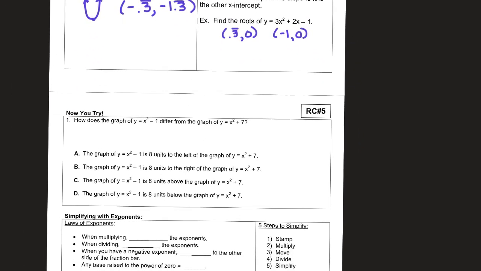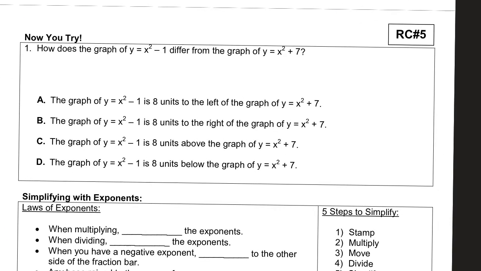Now let's look at the next question. Pause the video here while you try it on your own. The answer to this one is letter D.